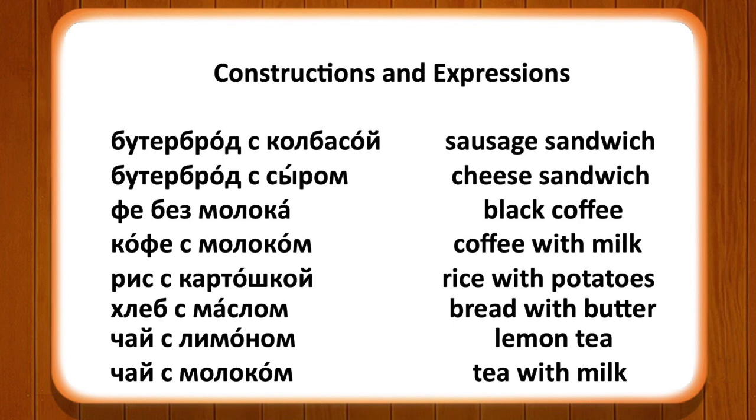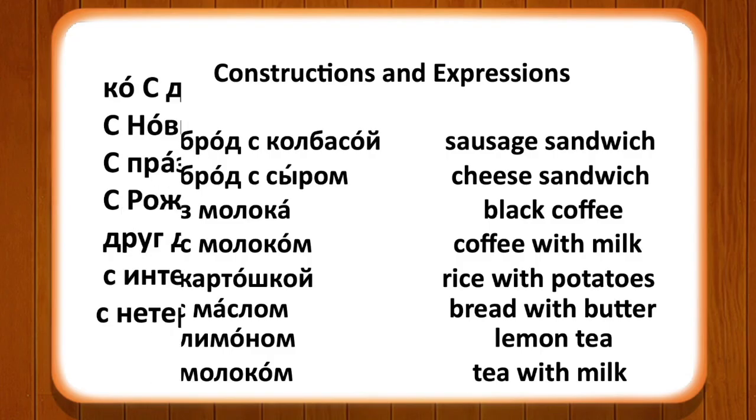Рис с картошкой means rice with potatoes. Хлеб с маслом means bread with butter. Чай с лимоном means tea with lemon or lemon tea. Чай с молоком means tea with milk or milk tea.